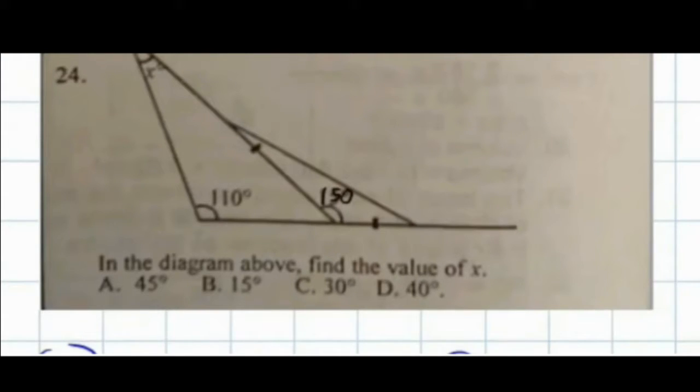Question 24 says, in the diagram above, find the value of x. So here we have two triangles, and they want us to find the value of x. So we're going to use what they gave us to our advantage. So this angle right here is 150 degrees. This one is 110, and we want to know x.